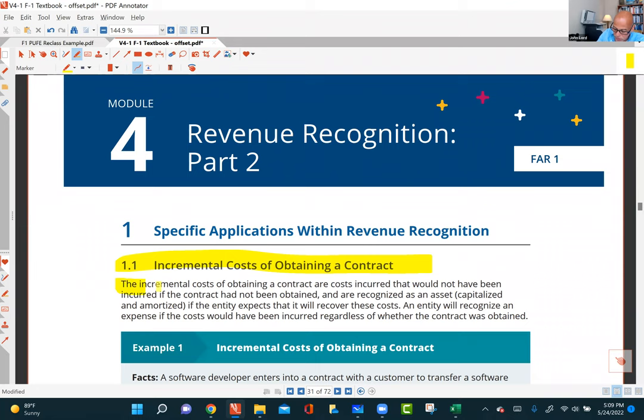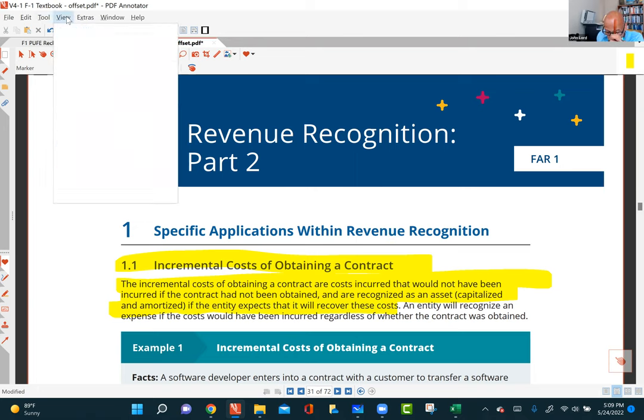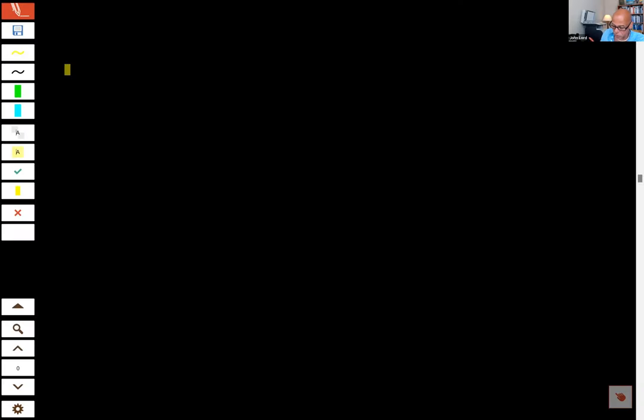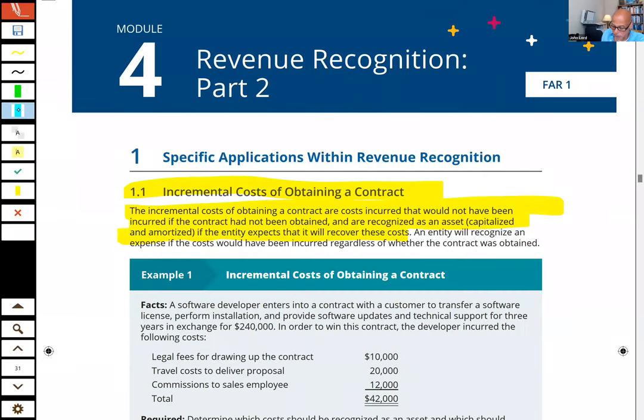So you take a look and they tell us the incremental cost of obtaining a contract are costs incurred that would not have been incurred if the contract had not been obtained. Those costs would be recognized as an asset. They're capitalized and they are to be amortized, of course, if they have future economic benefit. In other words, the entity expects to, through some way, recover the cost by having the use of whatever was acquired by the costs that were incurred to obtain that contract. An entity will recognize an expense if the cost would have been incurred regardless of whether the contract had been obtained.